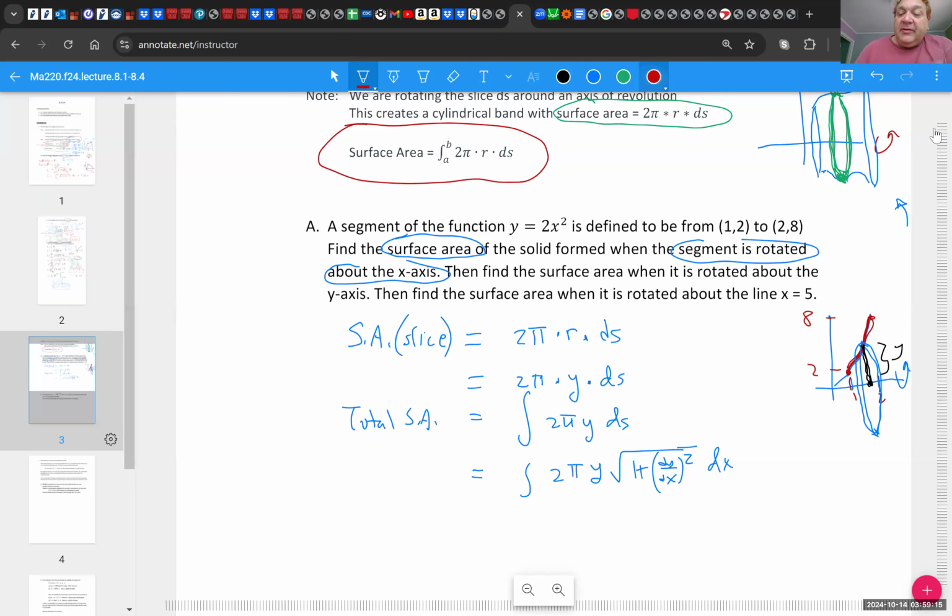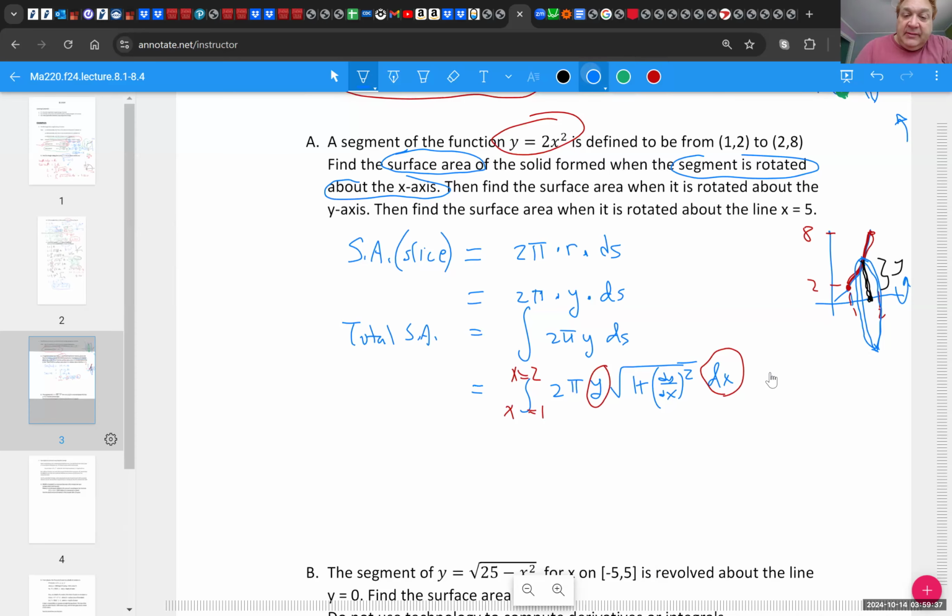Now, the differential tells us what variable we're using. The differential is dx. So everything has to be in terms of x's. So the limits on my integral have to be in terms of x's. So that would be x equals 1 to x equals 2. Those are my x values, my smallest and largest x values. And this y also has to be in terms of x. But we know how to do that because y is just 2x squared.